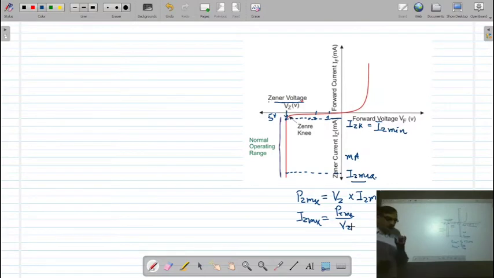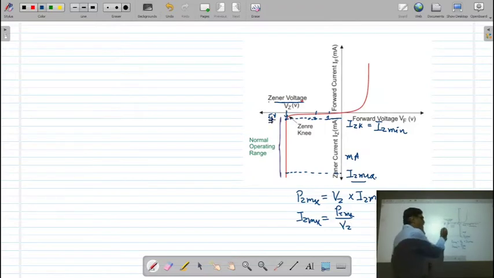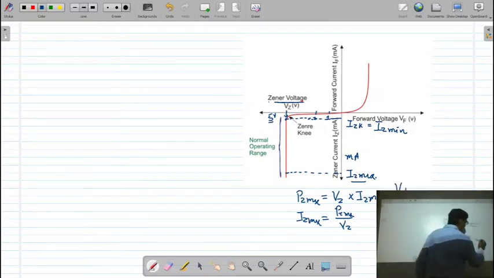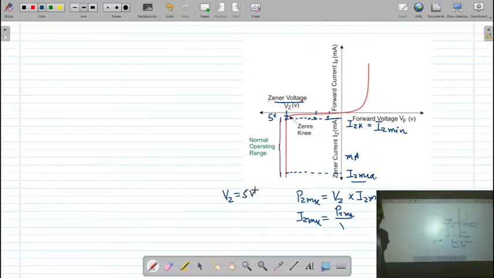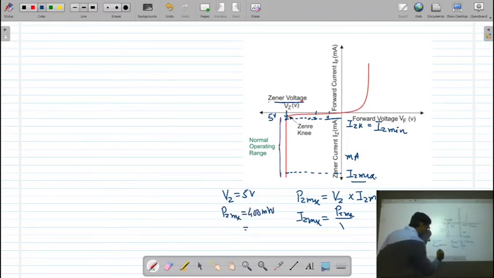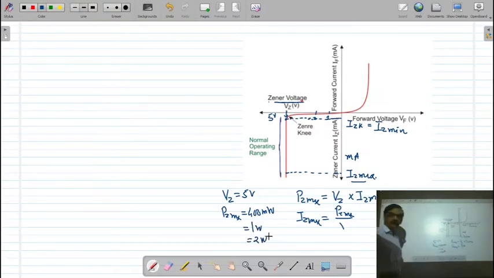In the market, Zener diodes are available with different power dissipation capacities, remember, with the same breakdown voltage. If I take a 5 volt Zener diode, then it is available with a Pz maximum of 400 milliwatt. It is also available with 1 watt, and also with 2 watt. And from that you can calculate the maximum current capacity of the Zener diode.